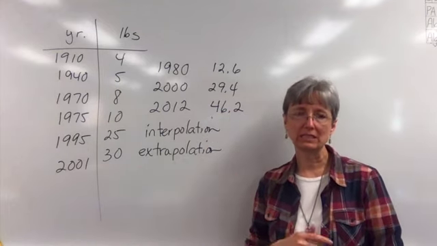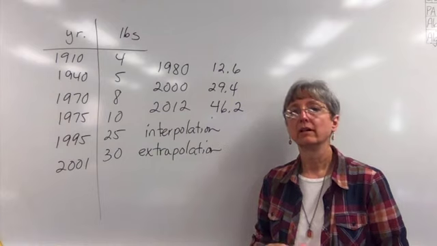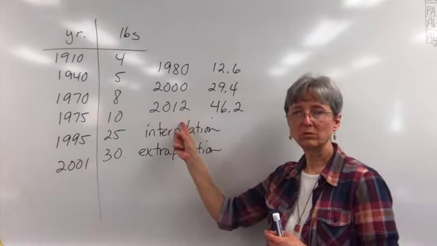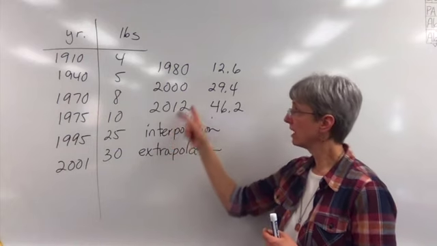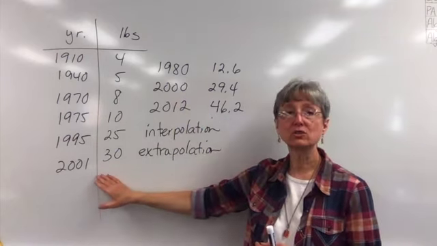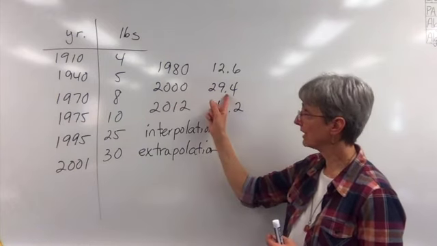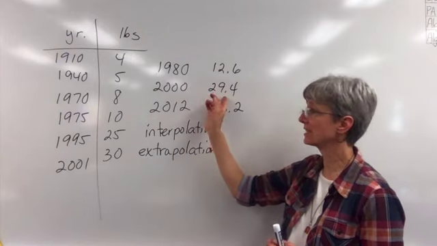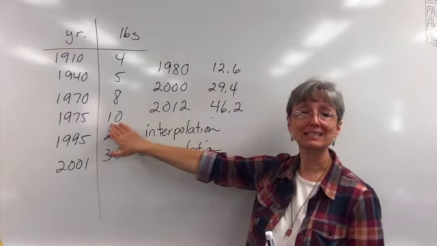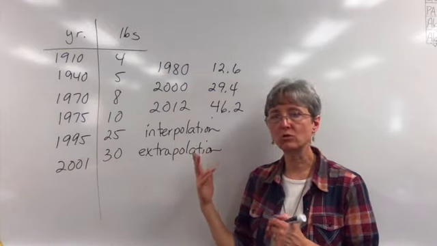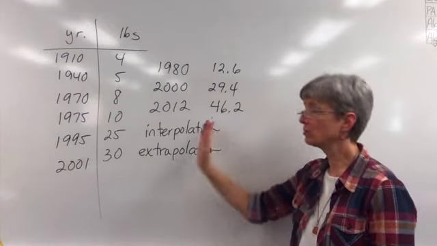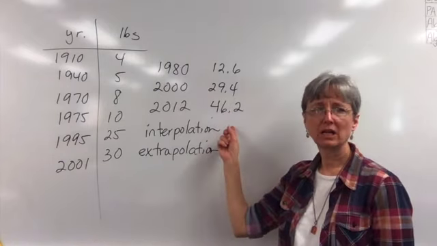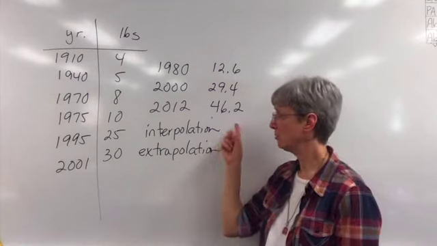Which one would you have the least confidence in? And it should be obvious, not just because of the numbers, but this one you would be the least sure about. These are inside the data. They fit the trend really well. 29.4 in 2000 is really close to 30 in 2001. That just makes sense. 12.6 in 1980 also just makes sense. Those are logical. But 46.2, remember that graph I drew and how it just shoots up really high at the end? I would not be so sure about that one, and I hope it's not true.